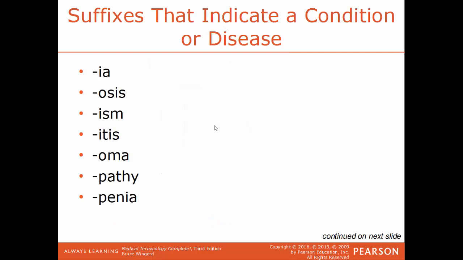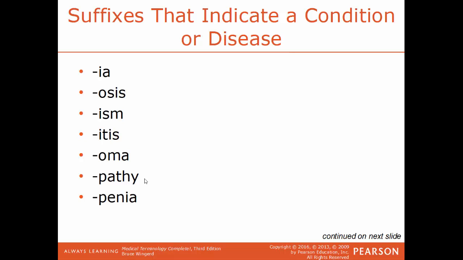These are suffixes that indicate a condition or a disease. Alright, the first one, IA, is a reference to a general condition. The next one, osis, also is a reference to a condition, but usually means an abnormal condition. The ism is a reference to a process. The itis is a reference to inflammation. The oma, again we talked about this earlier, is a reference to a tumor or a mass of cells. Pathy references a disease. Penia is a reference to a deficiency.